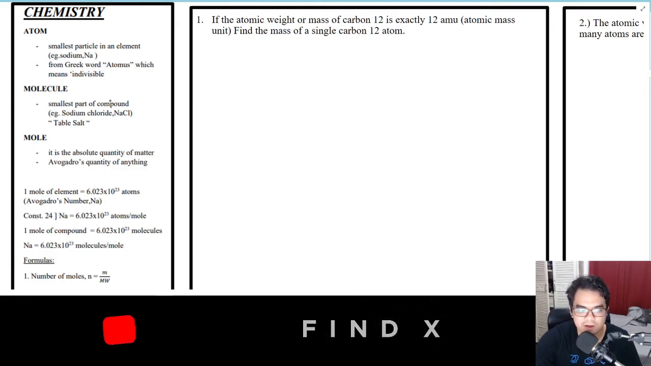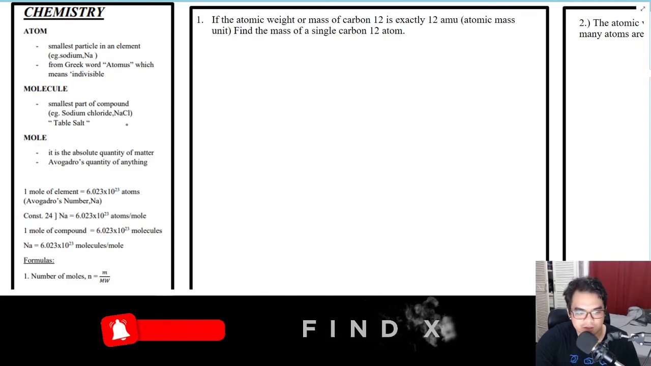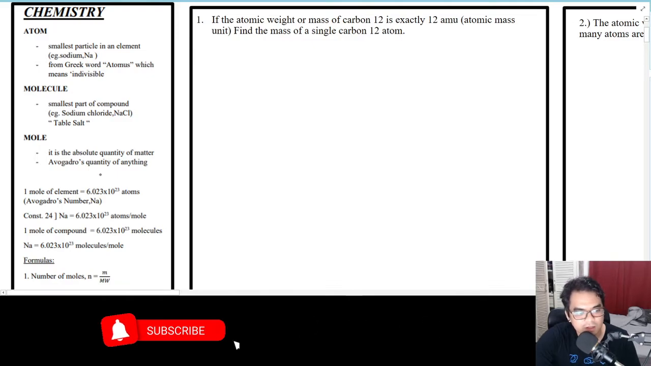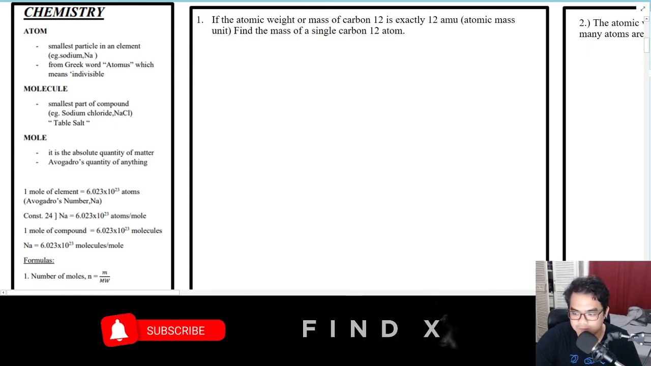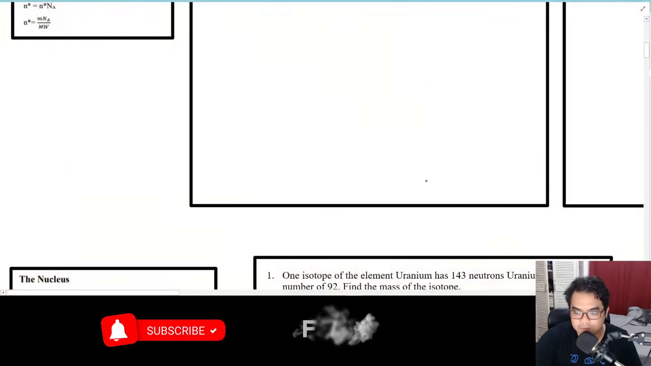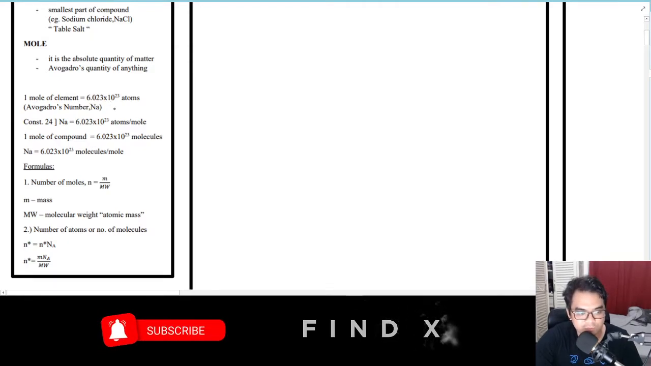Okay, and then for the molecule, it is the smallest part of a compound. A compound is composed of several elements. For example, sodium chloride, that is NaCl, or table salt. For a mole, we can say that it is the absolute quantity of matter, and also the Avogadro's quantity of everything. Okay, and then we have 1 mole of element is equal to 6.023 times 10 raised to 23 atoms. And this is also called the Avogadro's number.